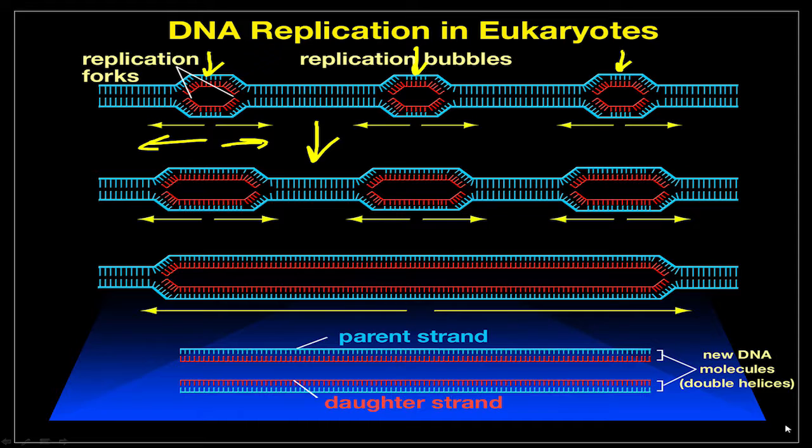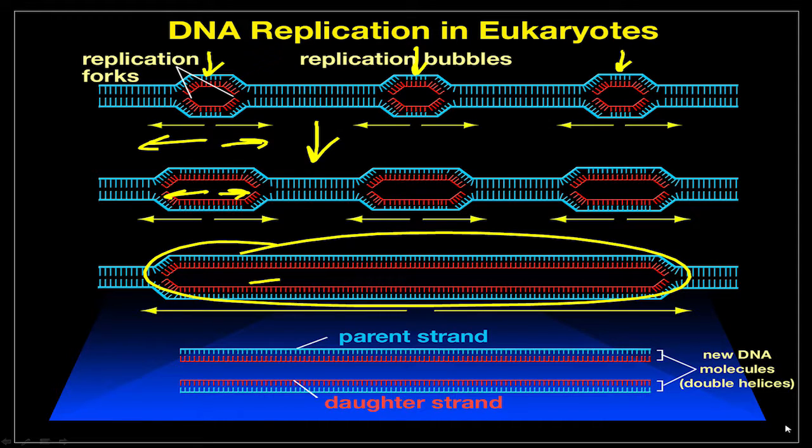So they're going further and further, and eventually they all meet, and so now you have this big old bubble. But this is happening all over the chromosome, and eventually they all meet, and then you get two new DNA molecules, right? So we're not going to go into the molecular details of telomerase, but there are a couple of things we should mention.